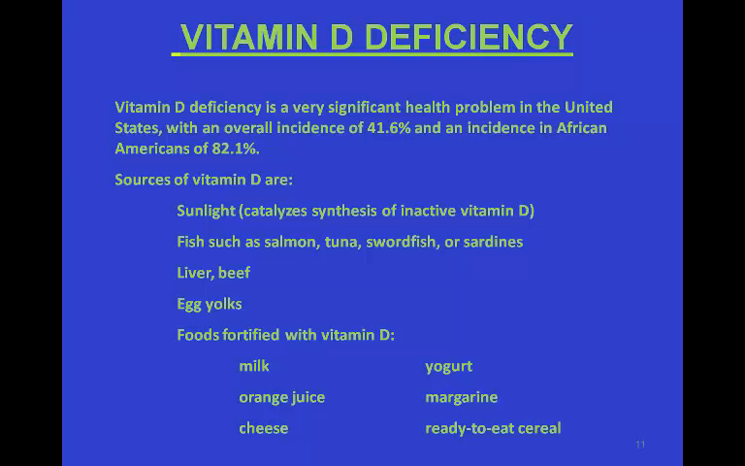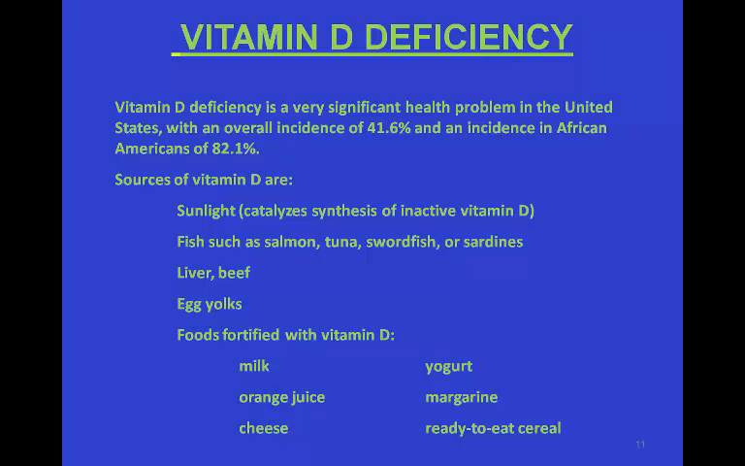Therefore, different foods that are rich in vitamin D include fish, and it's not just any kind of fish. It's not catfish. Actually, some trout probably would have vitamin D, but salmon, tuna, swordfish, and sardines are types of fish that are high in vitamin D. Liver and beef meat has vitamin D in it. Liver is a good source of it. Egg yolks are a good source of vitamin D.